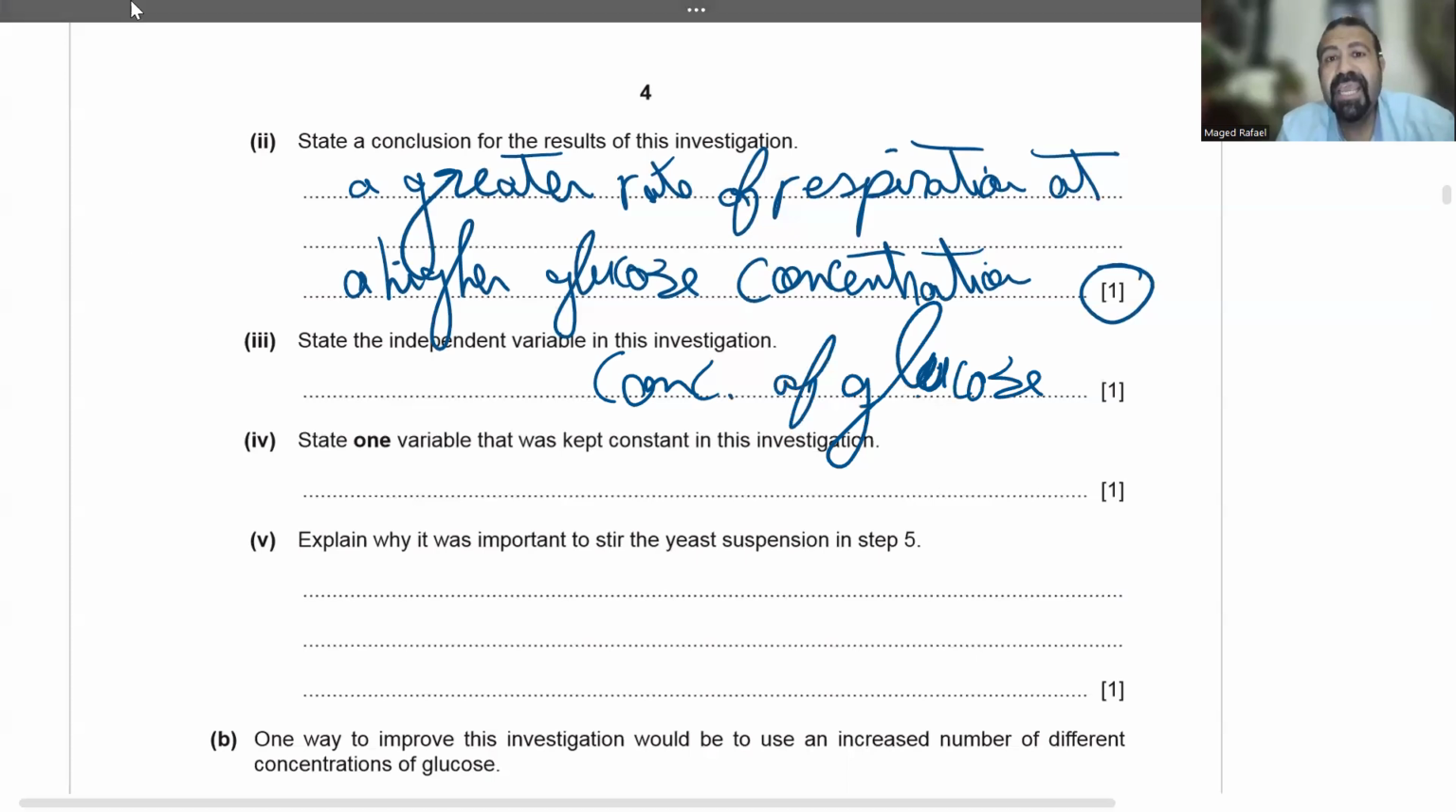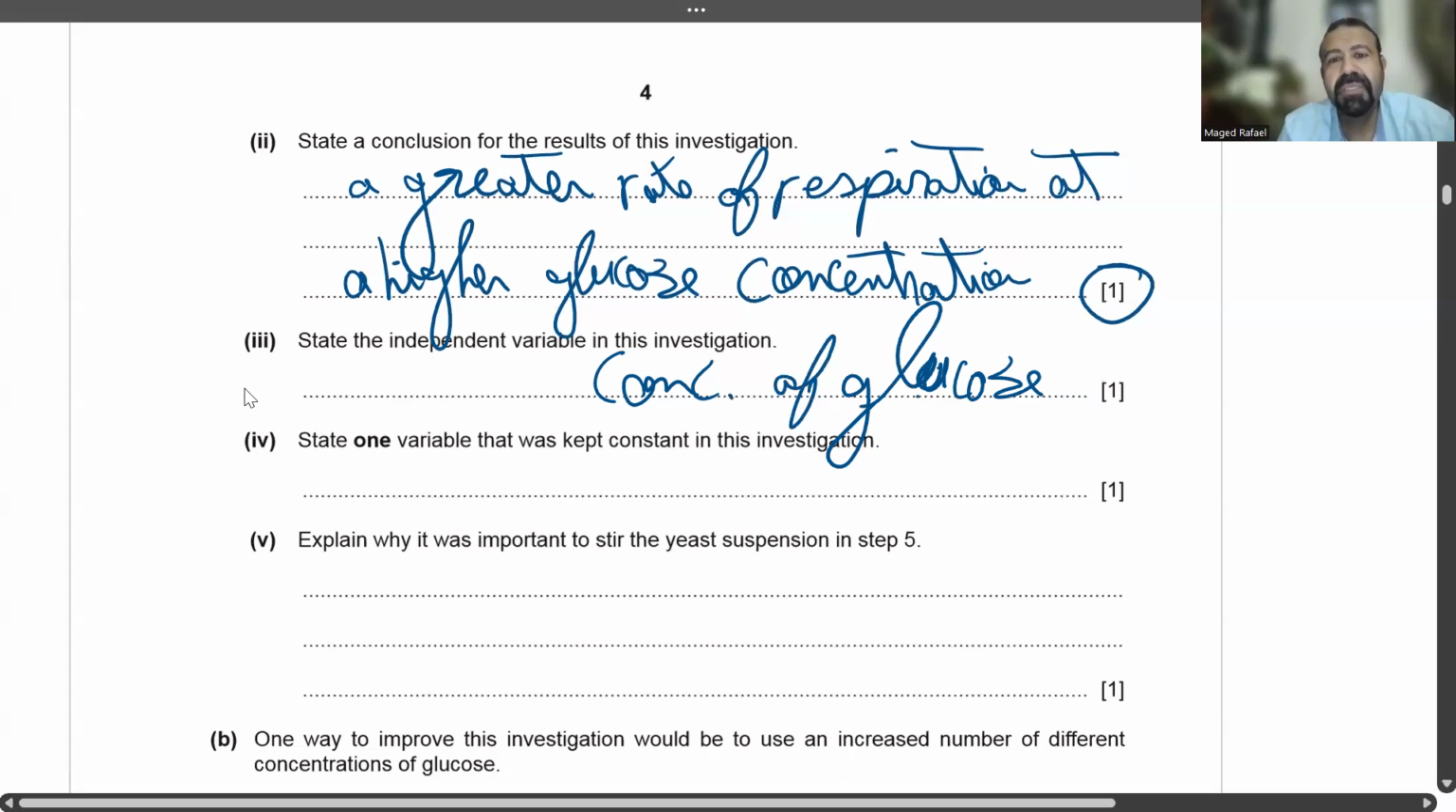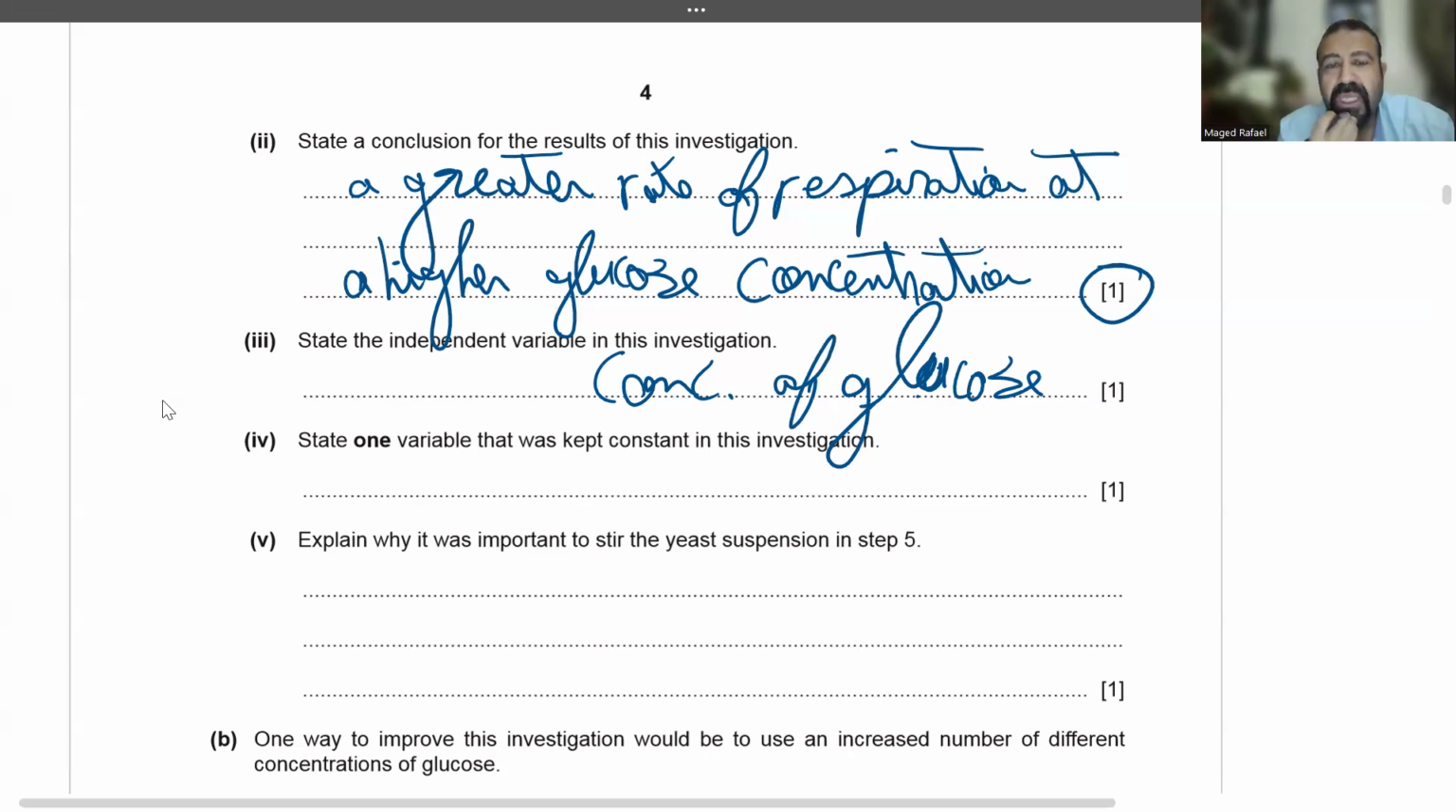If you want to say any other answers, please let me know. It will be better if you turn your mic on and ask, but if you don't want to, please write in the chat box and I will check between now and then. State 1 variable that was kept constant. We said around 6 variables were kept constant.